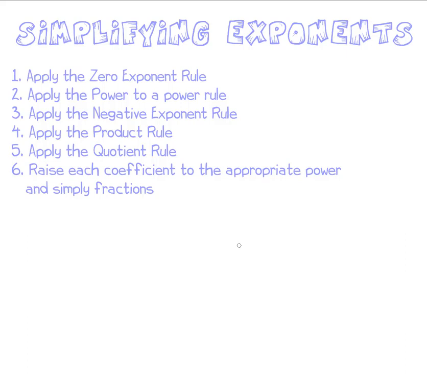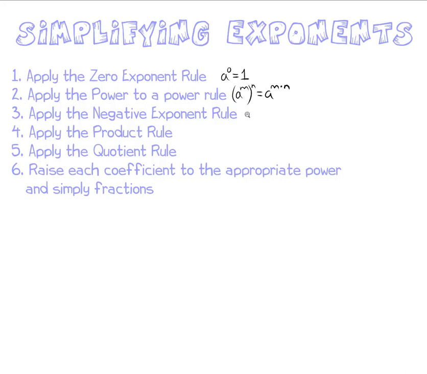So this right here is simplifying exponents, and just a quick refresher, we're going to be using some of these rules, so I'm just going to go over them super fast, just the basics of them. The zero exponent rule says a to the 0 is equal to 1. It doesn't matter what you have to the 0 power, it's equal to 1. The power to a power rule says that if you have a to the m to the power of n, your answer is going to equal a to the m times n.